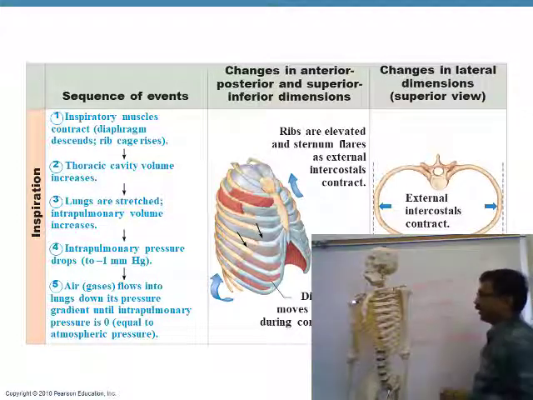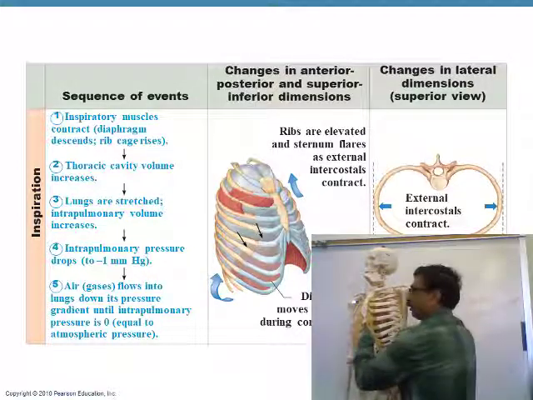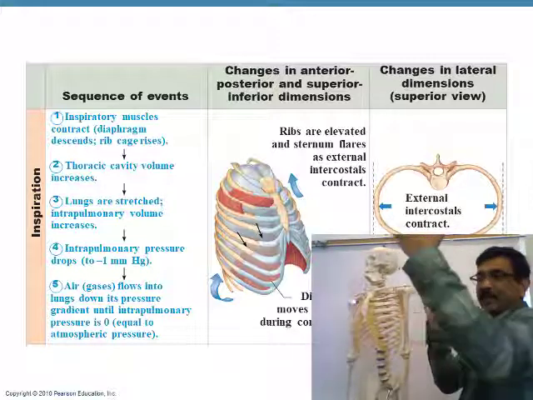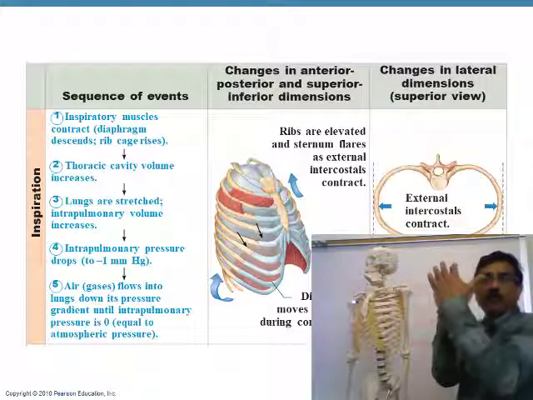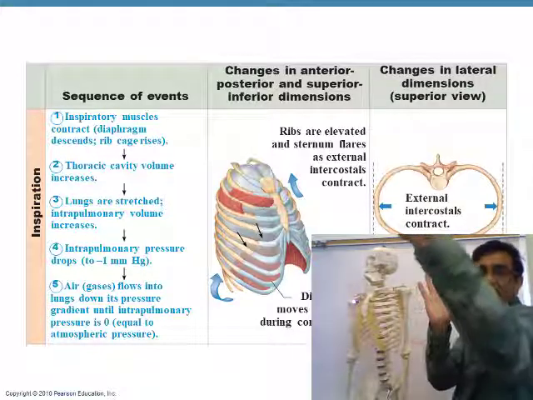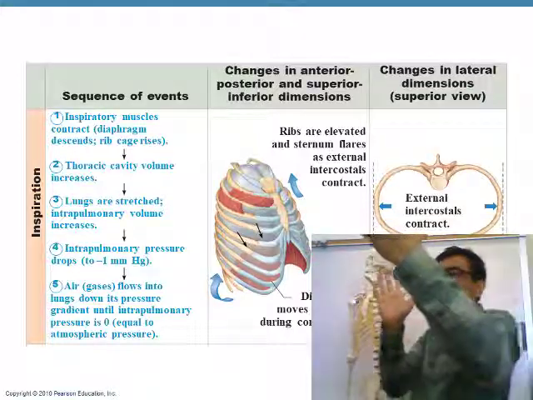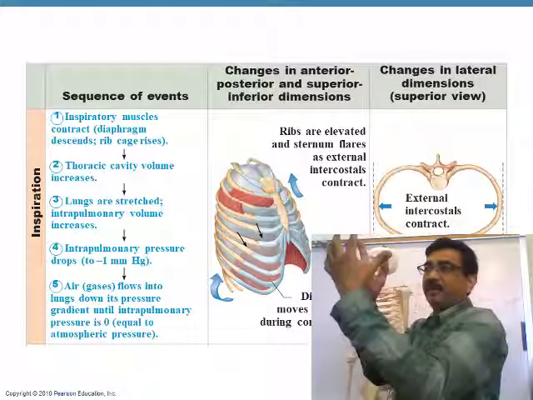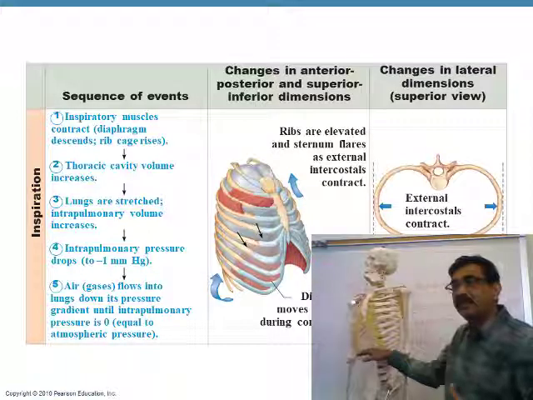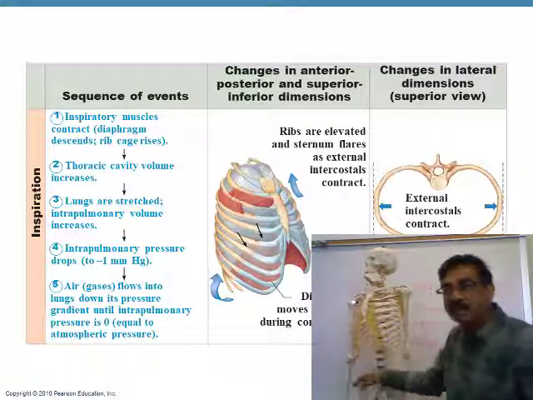So the lung will expand anterior-posteriorly this way. Make sense? The chest wall will move like this, so the anterior surface of the lung will also move this way. So the lung expands this way. Make sense? When the diaphragm contracts, it moves in which direction?